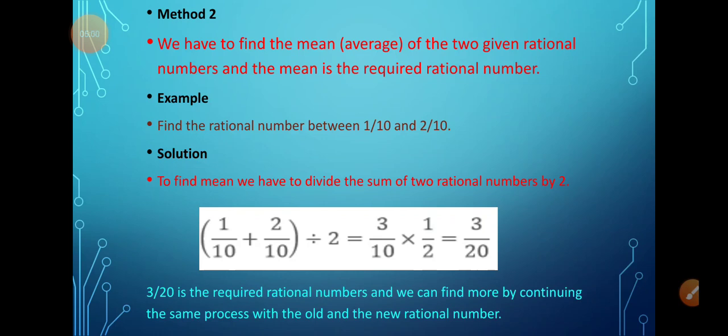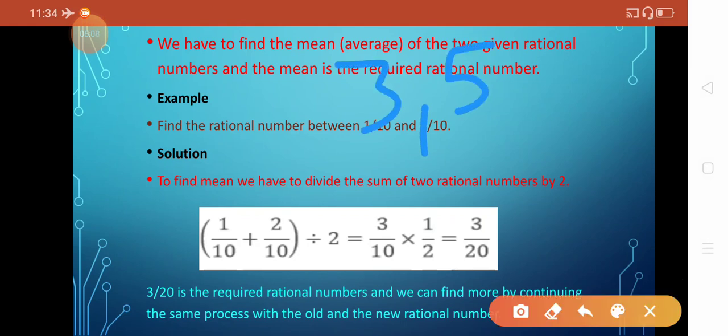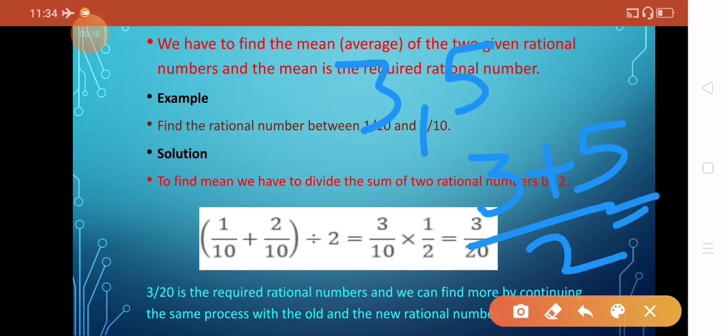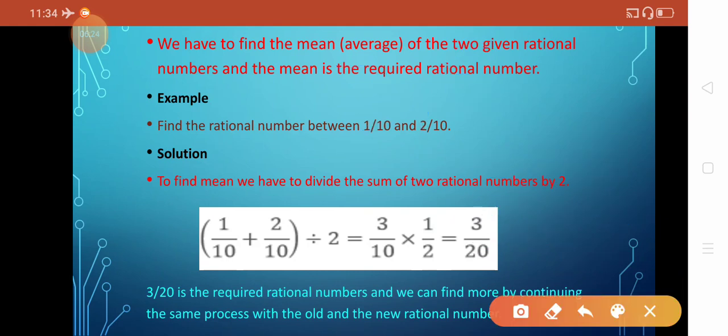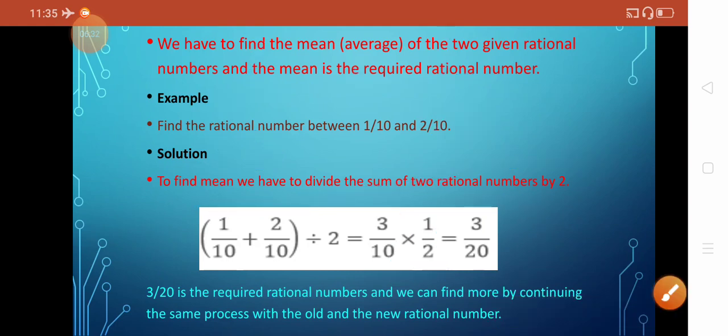Mean means average. You are given 1 by 10, and how will you find the mean? For example, you are given 3 and 5 and asked to find the mean of 3 and 5. You will add 3 and 5 and divide by 2. So the mean is 4. So 3 and 5 have a mean equal to 4. In the same way, you will add both rational numbers, 1 by 10 plus 1 by 20, and divide by 2. So you will get 3 by 20. So 3 by 20 is a required rational number between these two rational numbers.